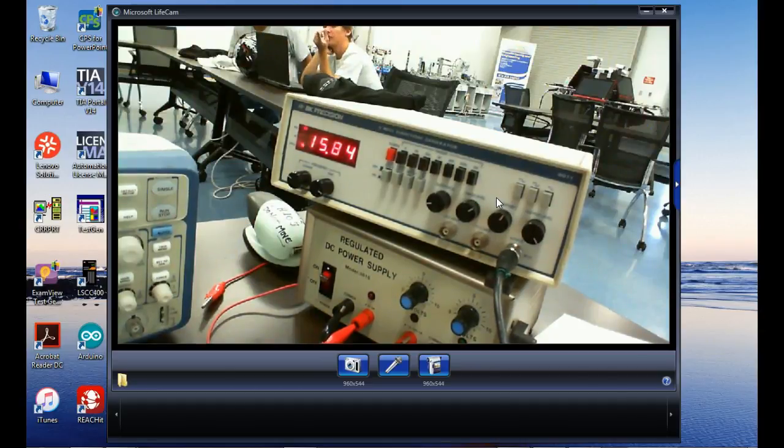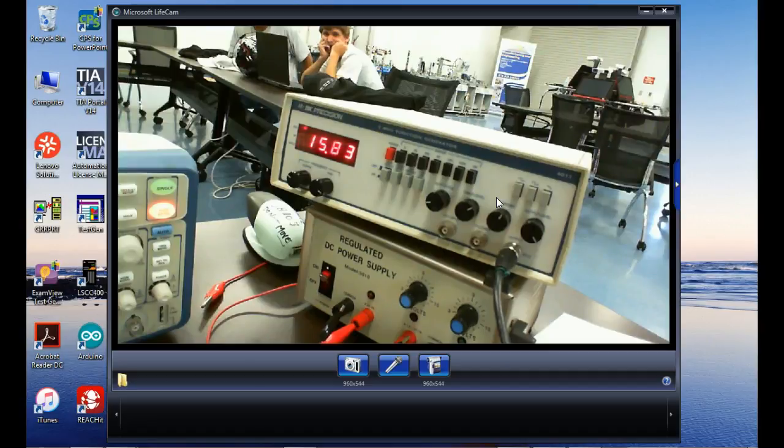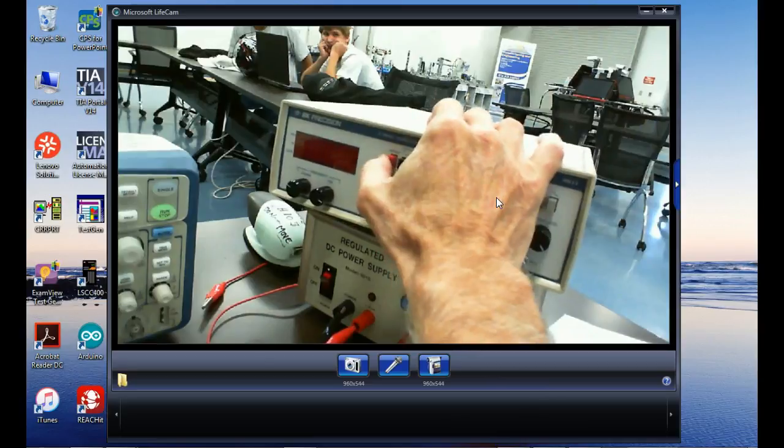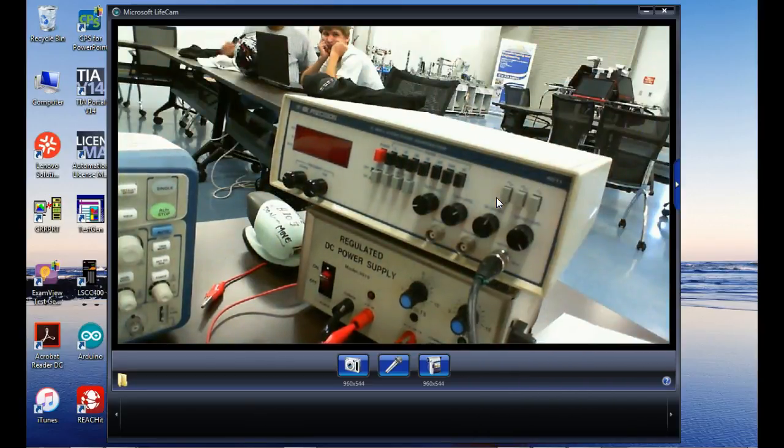This device is called an oscilloscope, and this lets us visually look at what's going on with the voltage and time in a circuit. And I don't know what's happened to my function generator. It's not working. Oh, I do know what's happened.